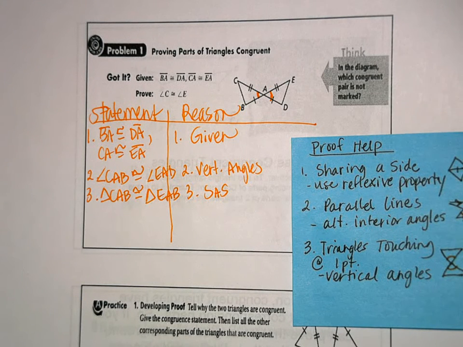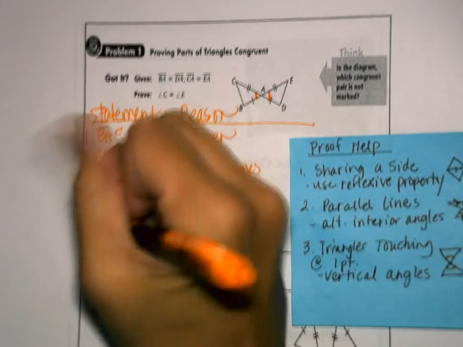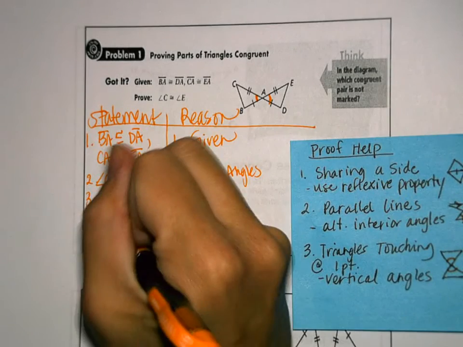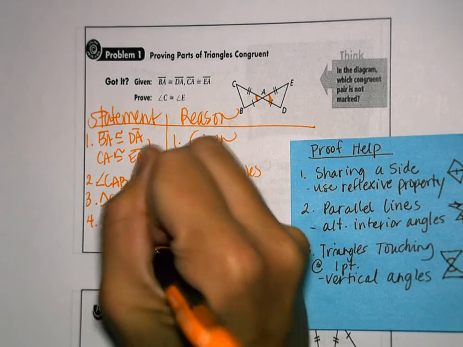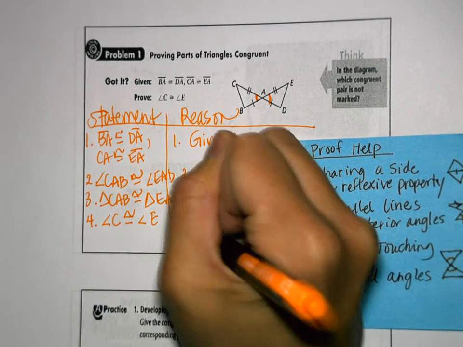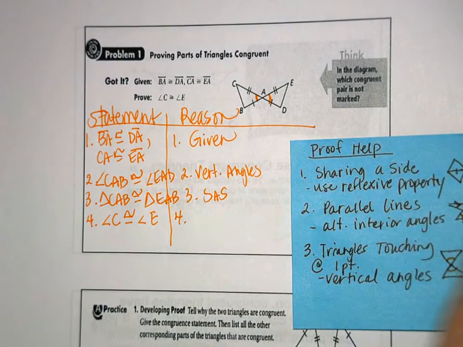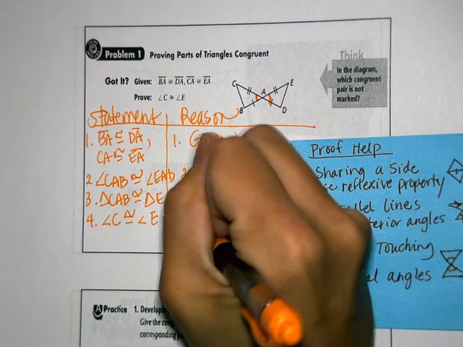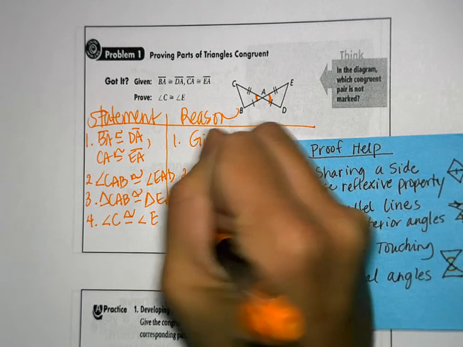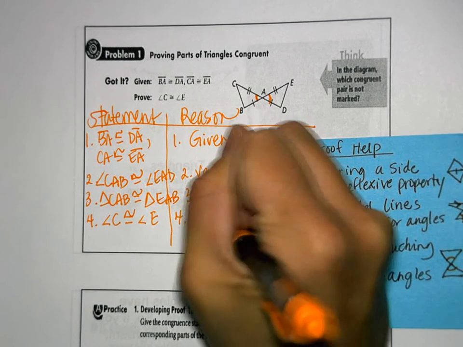So remember what we just said before is that if we prove two triangles are congruent, then their corresponding parts are also congruent. So step 4 is what we were trying to prove. So now that I proved that the triangles are congruent, I know that angle C is congruent to angle E. Okay? And that reason is, and we're going to abbreviate it, okay? Corresponding parts of congruent triangles are congruent.